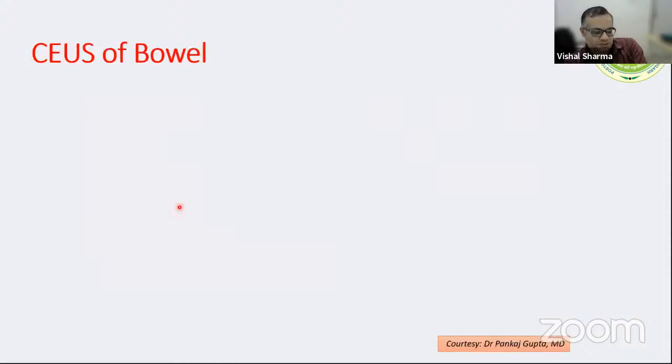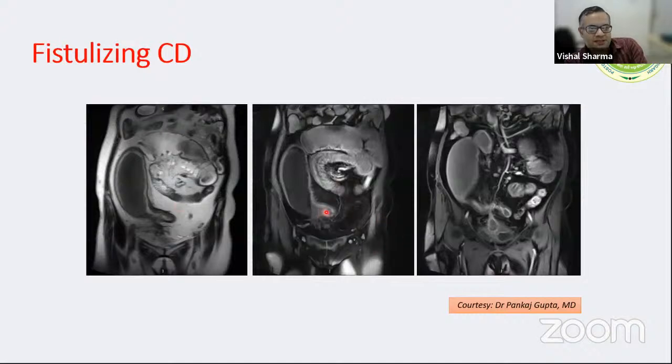And if you see further, then you can see that there are communications with, this is the bladder, urinary bladder, and there is an enterovesical fistula. And in fact, there is a communication with the ileum also. So there is an ileocolonic fistula also. So this is a fistulizing Crohn's disease.